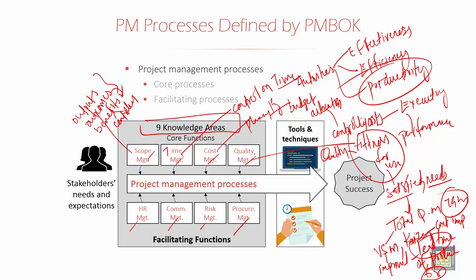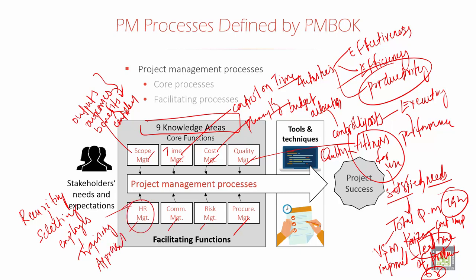Then you have human resource management. Human resource management is actually a recruiting process. It is recruiting, appointing, selecting the employees, then giving them training, then appraisal. All these functions are done by the human resource management. Then many companies have trade unions and safety of employees. All these functions are done by the human resource management.